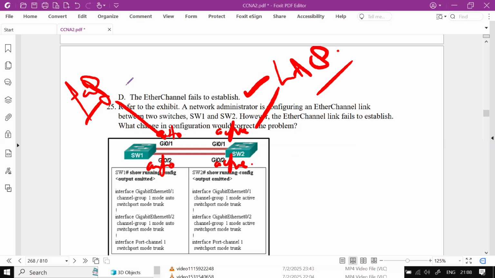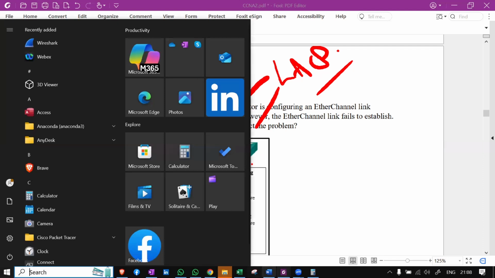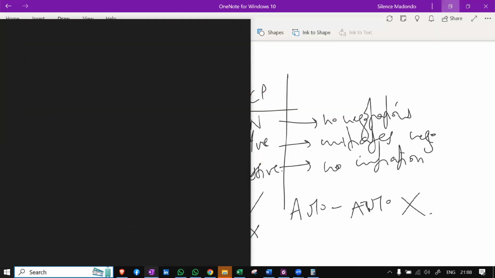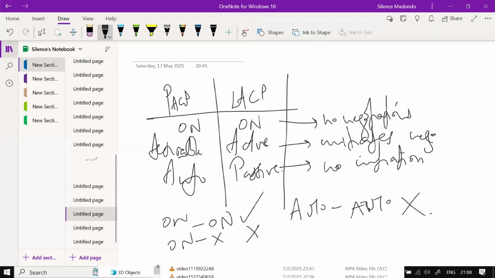Look at this. You have auto and active. How do you establish an EtherChannel which uses two different protocols? Can you do that? No, you cannot.